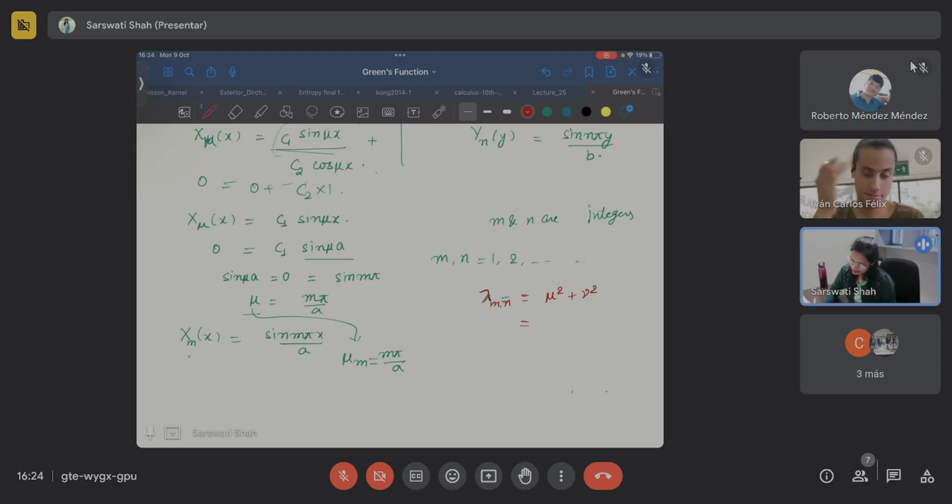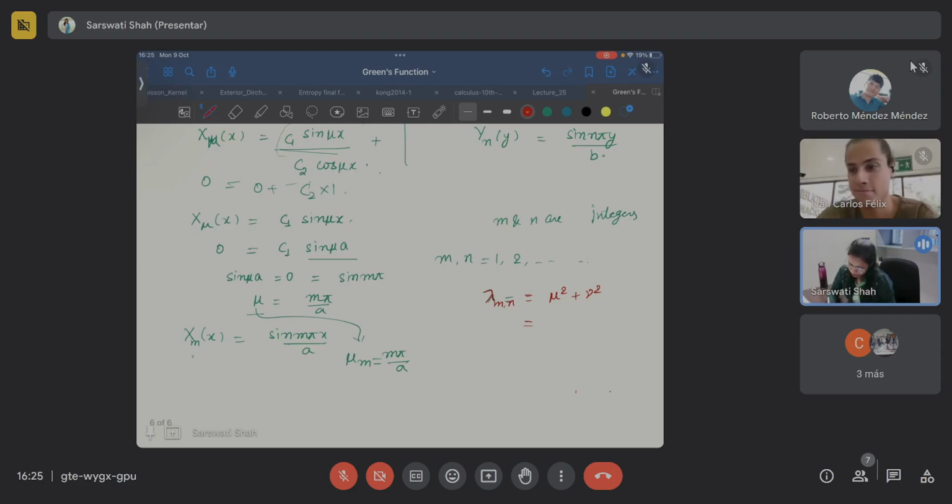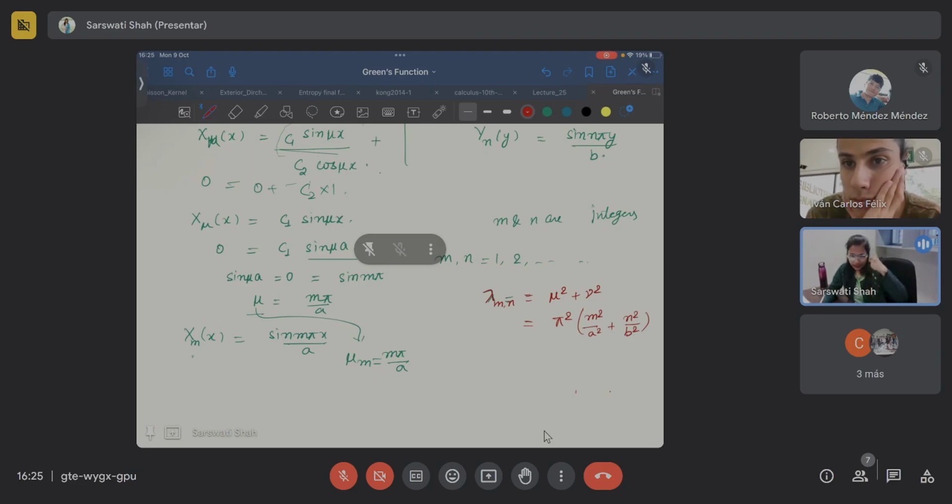So lambda_mn is mu square plus nu square, and when you take the square, pi square is going to come outside, and we are left with m square over a square plus n square over b square. So both integers are going to vary simultaneously. When you take one, you fix one and then you vary the second.